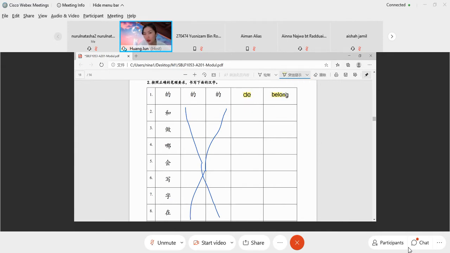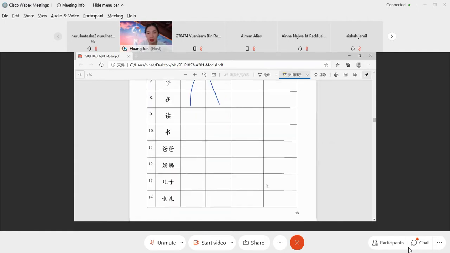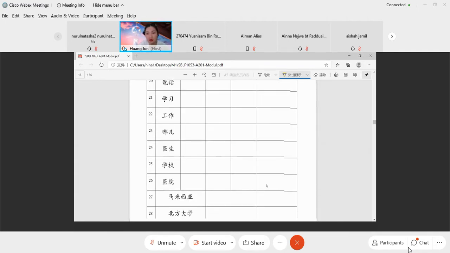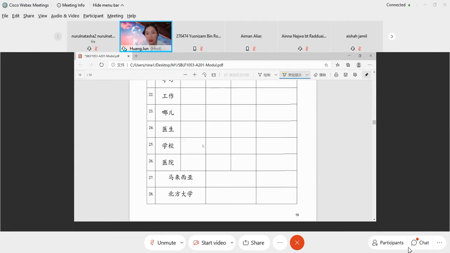Pinyin and the meaning for page 18 and 19, all the Chinese character. Okay, so you write the pinyin and meaning. Make sure you understand how to read the character and what's the meaning. So write the pinyin and the meaning for them when we finish class. So next class we will continue to talk about those things. Okay, this is the first homework today.